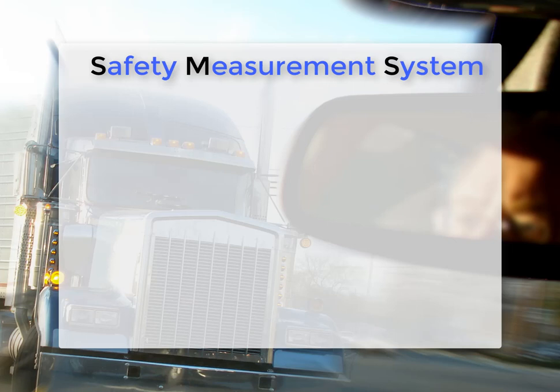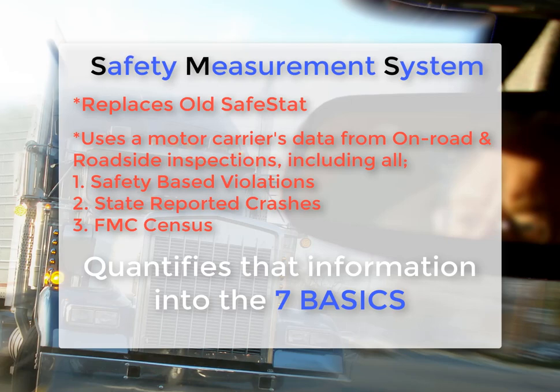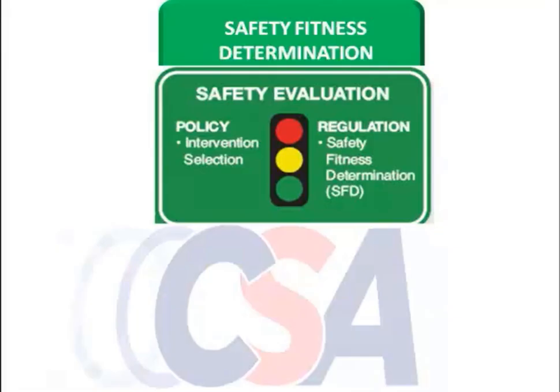One of the biggest changes from the old online SafeStat program is the implementation of the SMS, or Safety Measurement System. The SMS design builds on the lessons learned from using SafeStat for compliance review prioritization. However, it also identifies specific types of unsafe behaviors that the drivers and carriers exhibit, including on-road and roadside safety-based violations, state reported crashes, and Federal Motor Carrier Census. It then quantifies that information into 7 basics, which we'll talk about in just a minute.